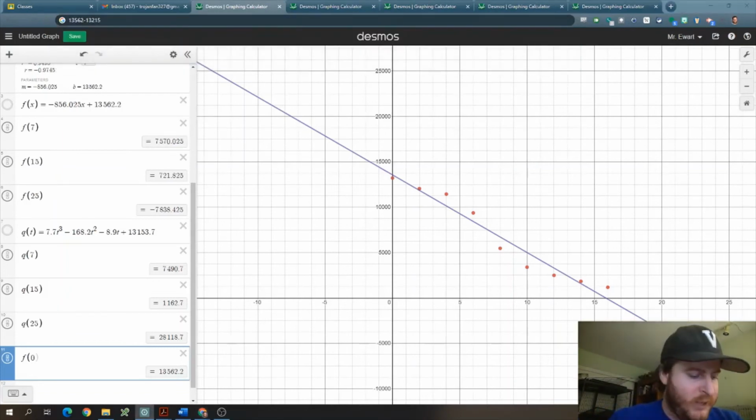So the interpretation of that would basically be that, 347, and actually it's negative, right? It's negative because we want to subtract this number first. 13,215 minus 13,562. So we'd say 347 fewer CDs were sold than the prediction.